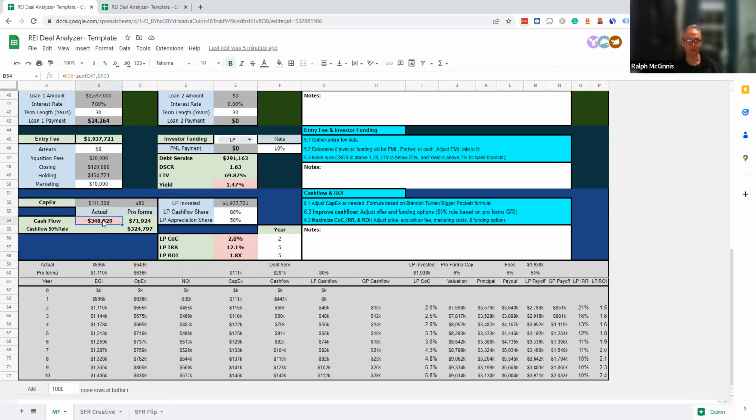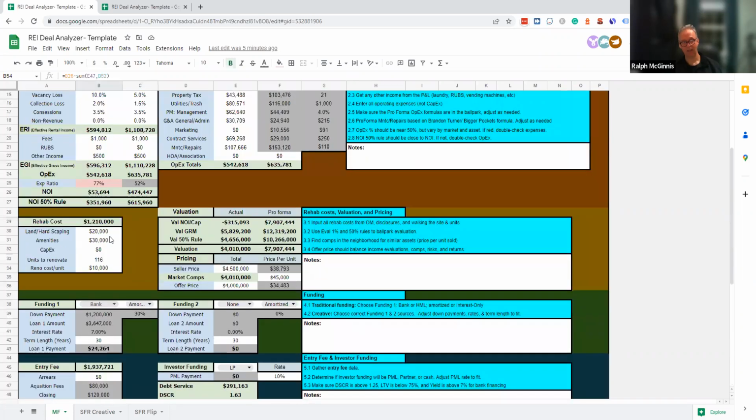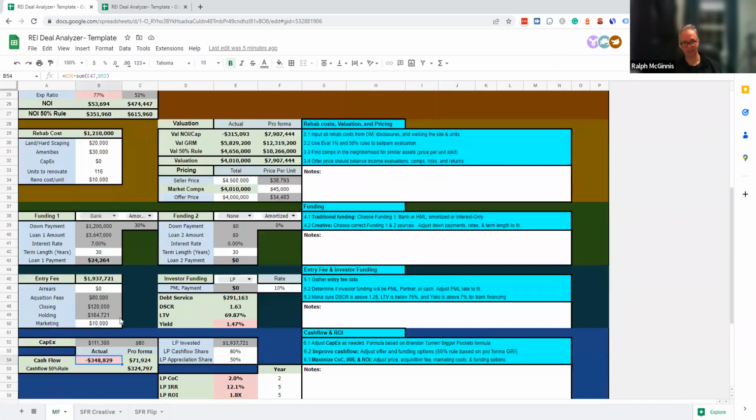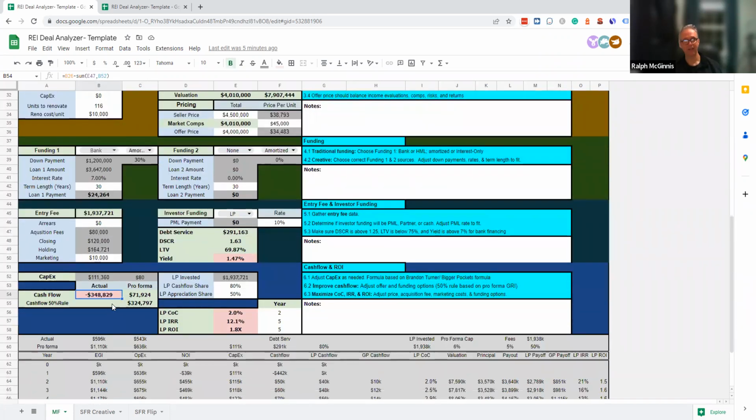Cash flow. So once you subtract out those, you come up with a cash flow. In this case, it's a negative cash flow because we don't have enough NOI to cover everything and make it a positive deal. That's why it ended up being a negative cash flow. So that said, with our current funding arrangements, it doesn't work, right?